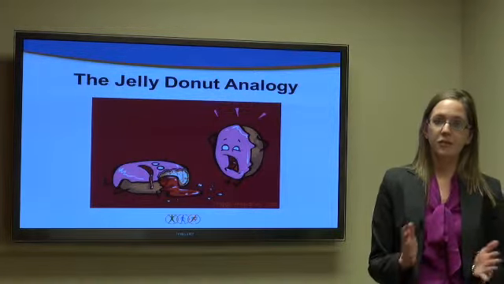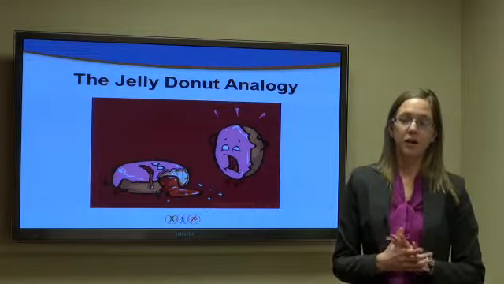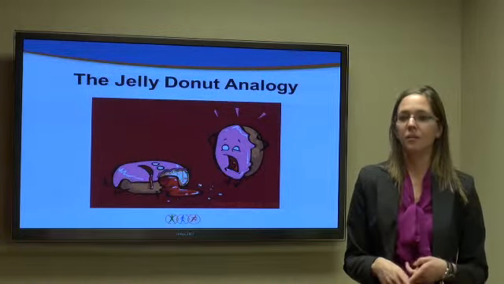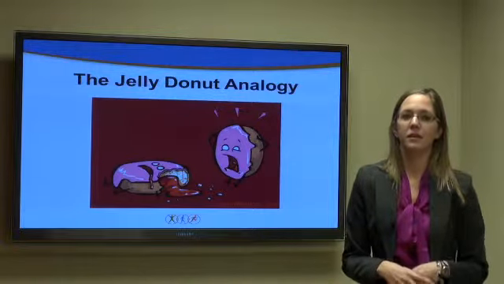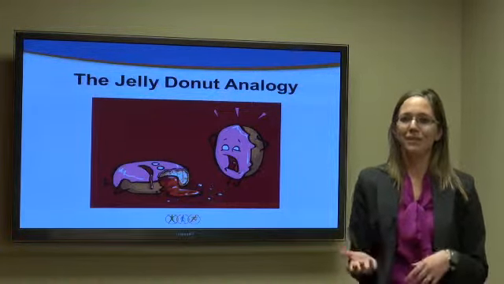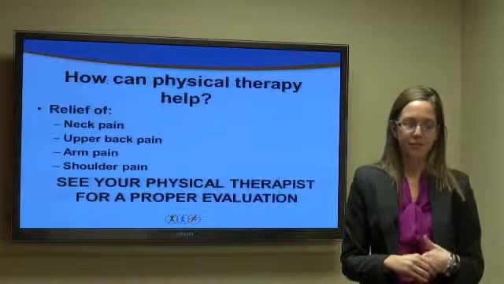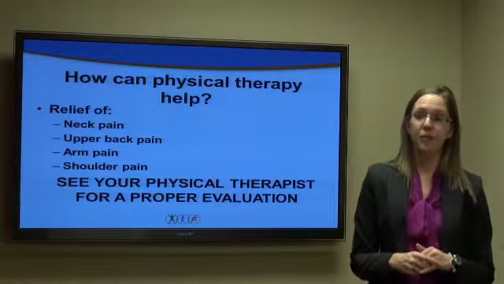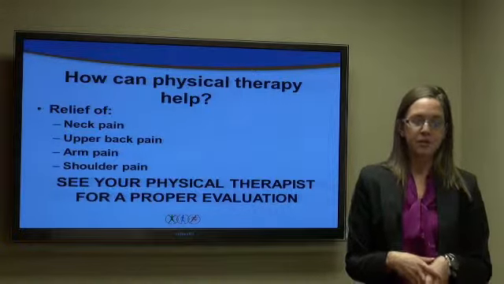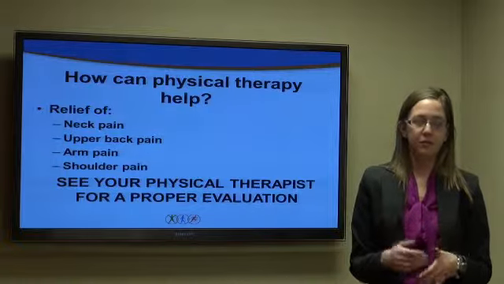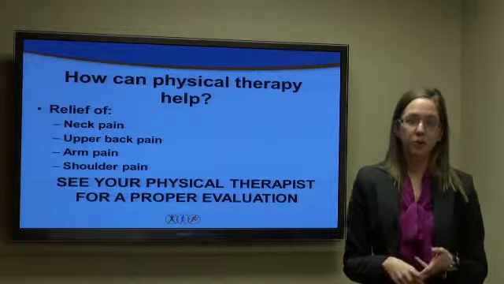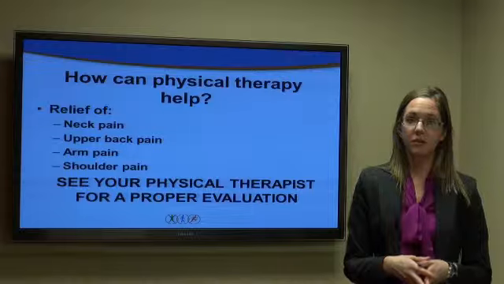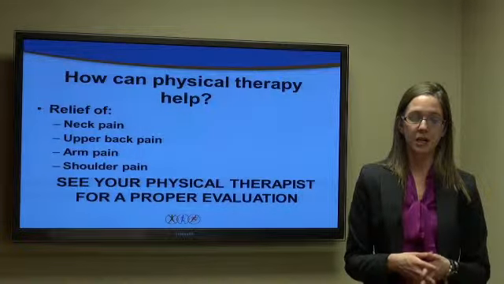When that jelly comes out of the donut, it can impinge on the surrounding nerves of the spine in the neck. That's why it can cause this radiating pain going down into the upper back, into the shoulder, and down the arm, because of the effect of the jelly on the nerves. Physical therapy can help by using specific exercises and posture correction to help push this jelly back into the donut. These can help to provide relief from neck pain, upper back pain, shoulder pain, or arm and hand pain that may be coming from the neck. It is recommended that you see your local physical therapist for a proper evaluation and assessment.